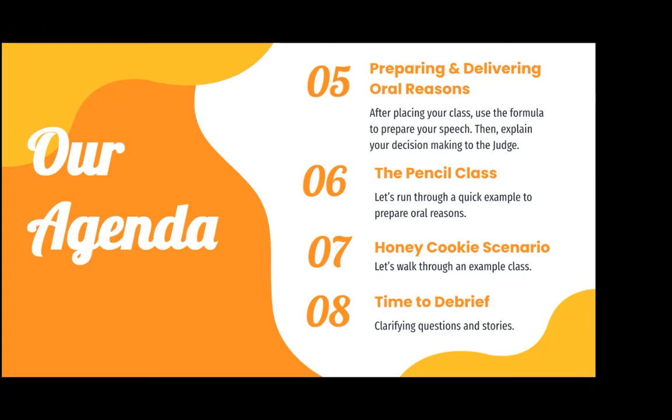Okay, and then after the pencil class, we will look at a honey class that we had down here in the South a few years ago. Some of you might remember it. We'll walk you through it and give the official placings and reasons. Then we will talk a bit about splits and how they can change the outcome of a class.